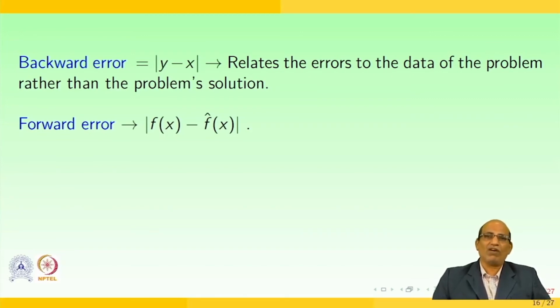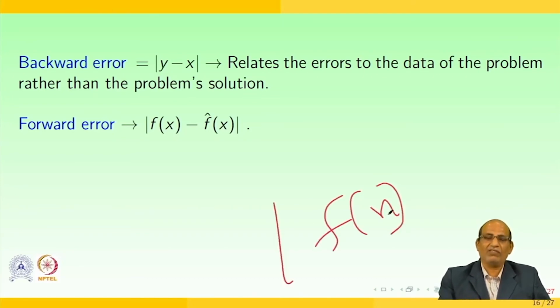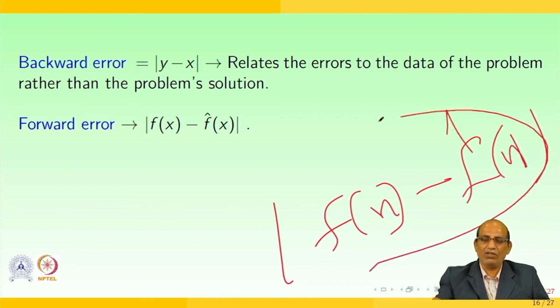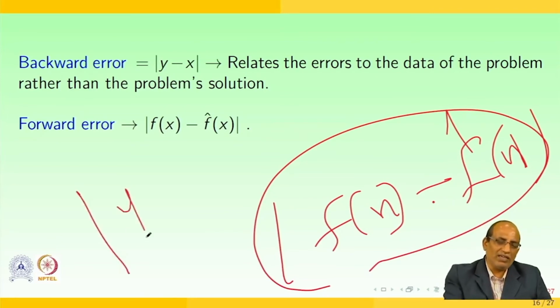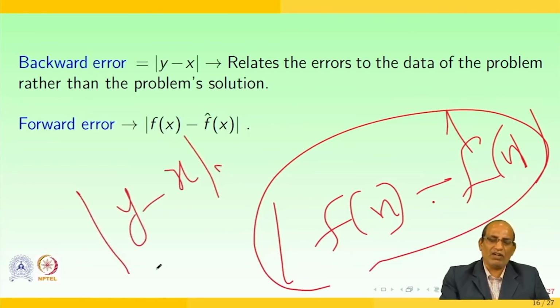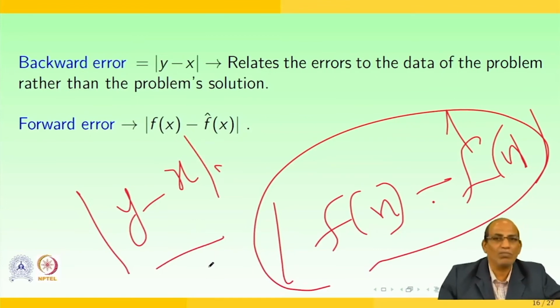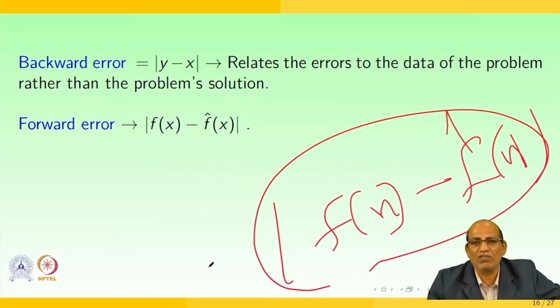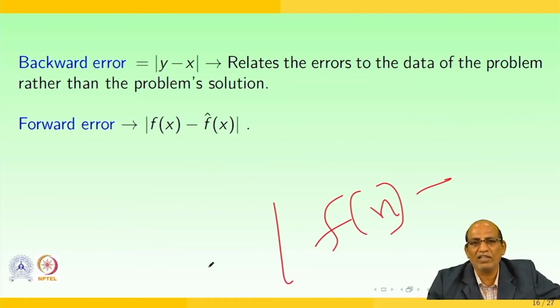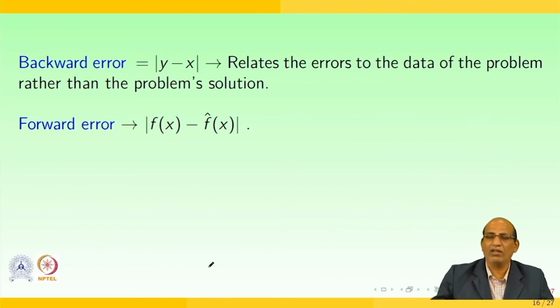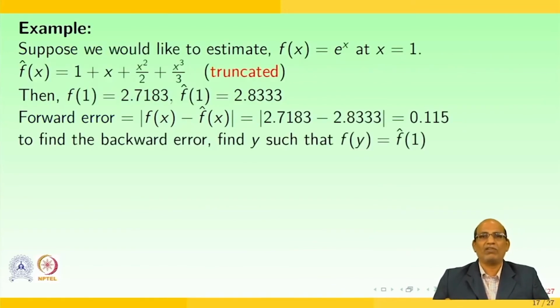And what is the forward error? Forward error is mod of f of x, that is the function value evaluated at the point, minus f cap of x, the approximation. So there is forward error and backward error. Backward error is related to the data, y minus x, whereas forward error is related to the solution of the problem. Therefore forward error is more meaningful than the backward error. But if one wants to have the complete error, you should compute backward error as well as the forward error.